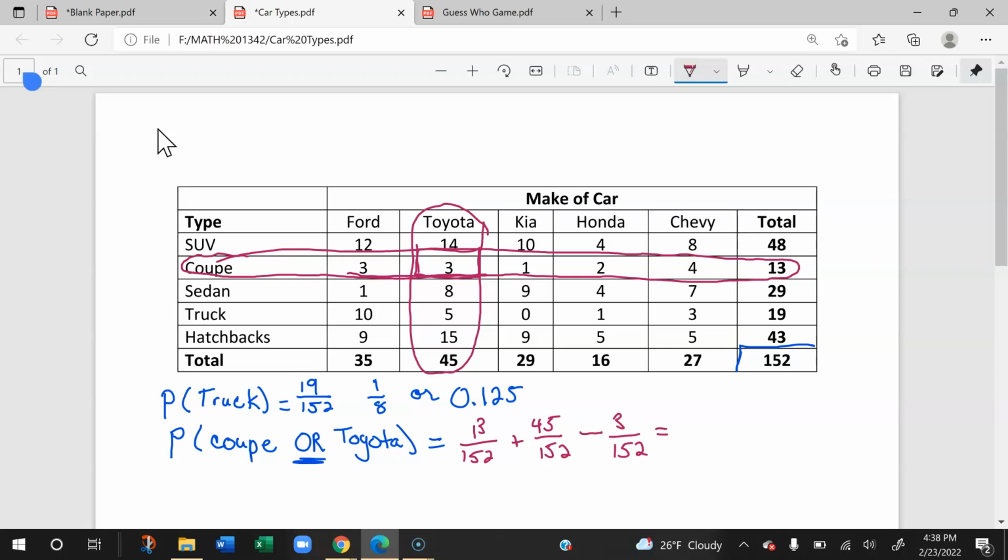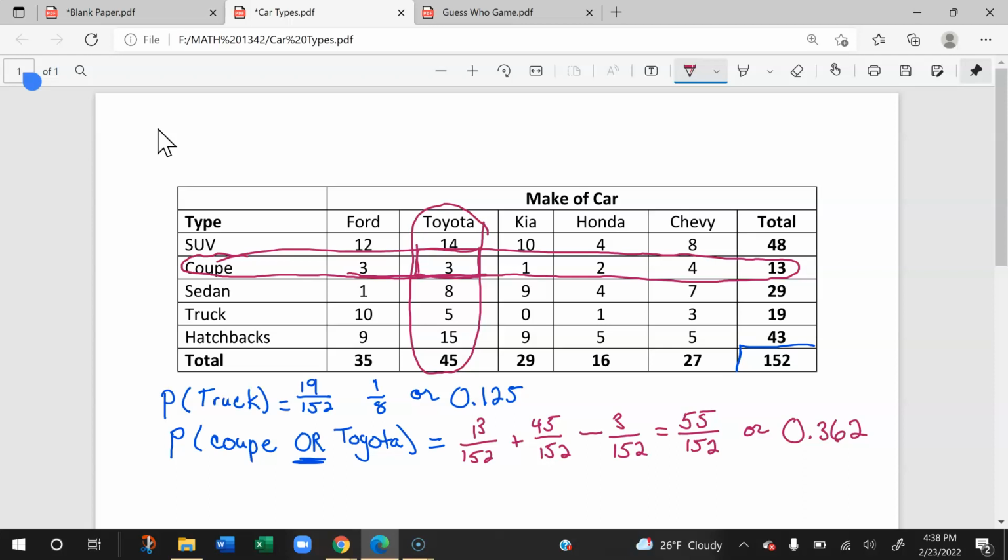So overall, 13 plus 45 minus 3 would actually give me 55 out of 152. And so I would have 55 out of 152, which doesn't simplify, but I could use a decimal of 0.362.